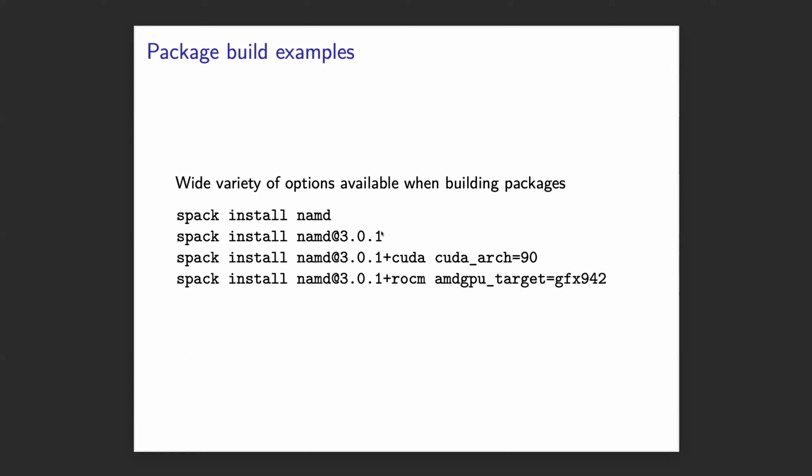And it will do this. And then let's say I want to build NAMD with CUDA support targeting CUDA architecture 9.0, so H100 generation. I do this. So I say I want 3.1 and I do a plus CUDA. So make a CUDA install and then this CUDA architecture.